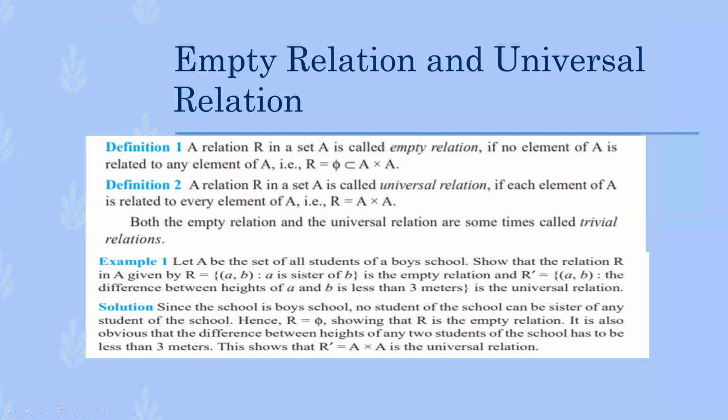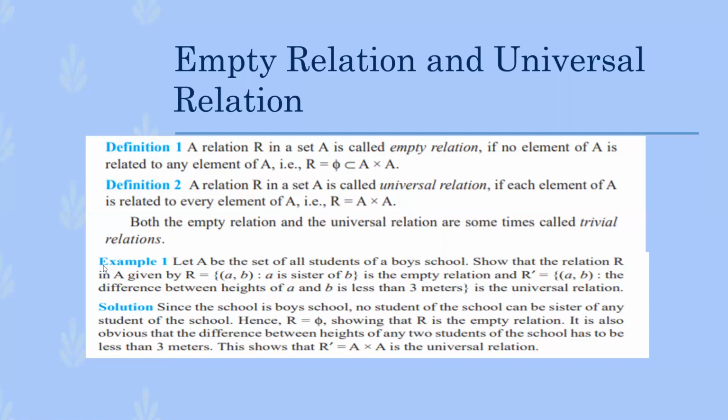A relation R in a set A is called universal relation if each element of A is related to every element of A. That means each and every element of A is related to the other elements of A, that is A cross A. So then it is the universal relation. All the terms are related to the terms of the second set. Both the empty relation and the universal relation are sometimes called trivial relations. You should keep in mind this word, trivial relation. Combined, they are sometimes known as trivial relations.